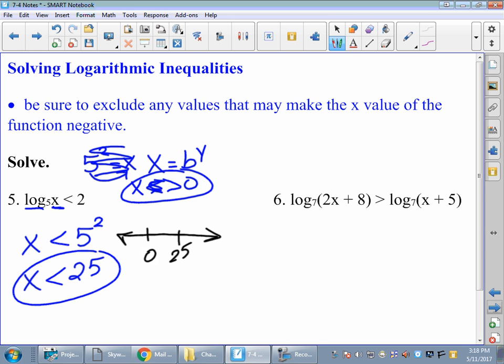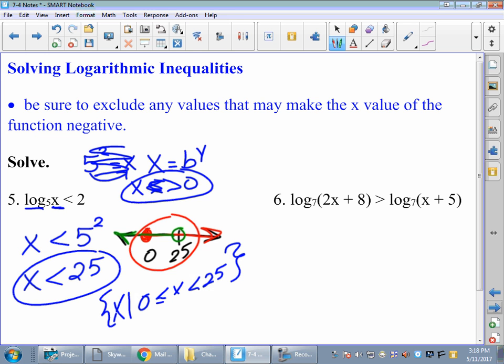So x has to be greater than or equal to 0, because we can equal 0. We just can't be negative. So being greater than 0 keeps us real, and then less than 25 keeps us right. So where real and right exist together, my solution to this problem is x such that x is between 0 and 25. It can be equal to 0, but not equal to 25.